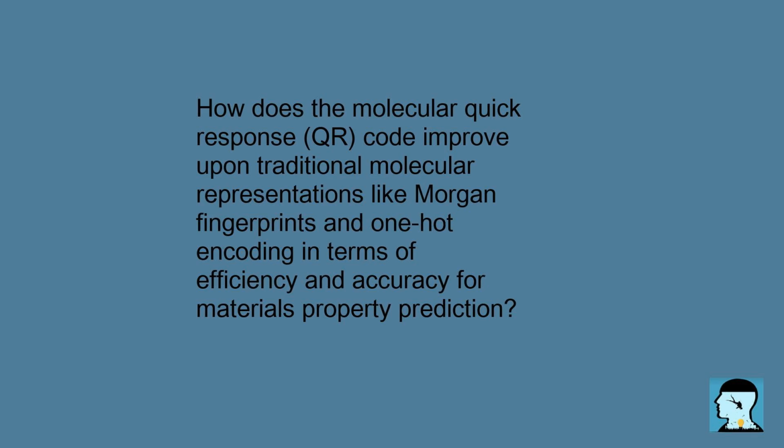How does the molecular quick response, QR, code improve upon traditional molecular residues like Morgan fingerprints and one-hot encoding in terms of efficiency and accuracy for materials property prediction?